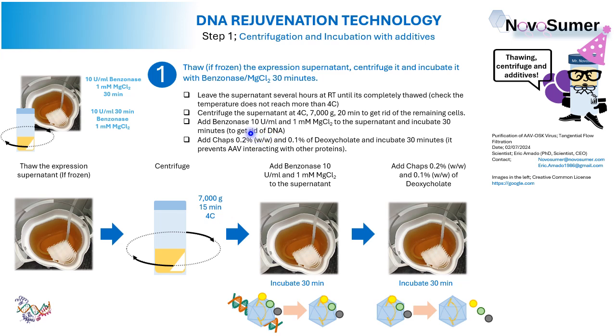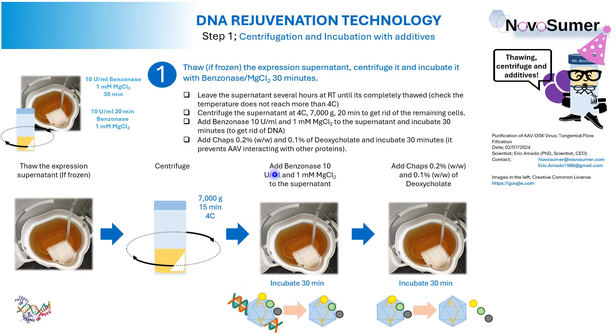Just have in mind that you add the Benzonase and the magnesium chloride to the supernatant and incubate for 30 minutes. We do it to get rid of the DNA from the cell. The DNA of the cell is kind of a contaminant, okay? This is DNA from the cell. We don't want this DNA.